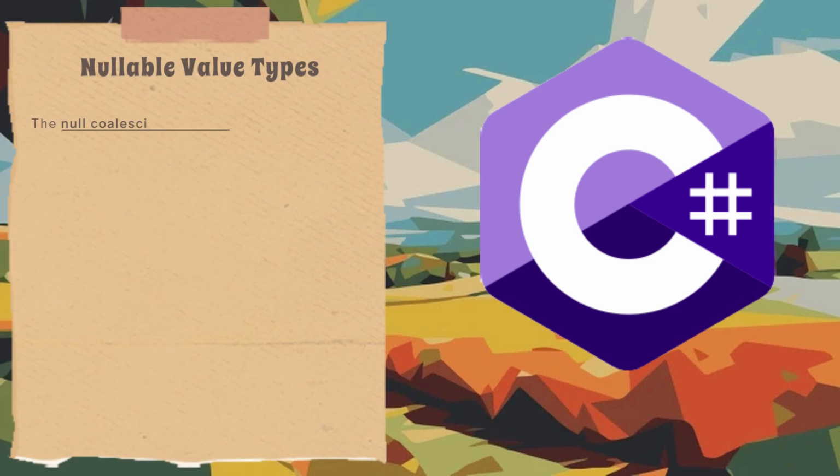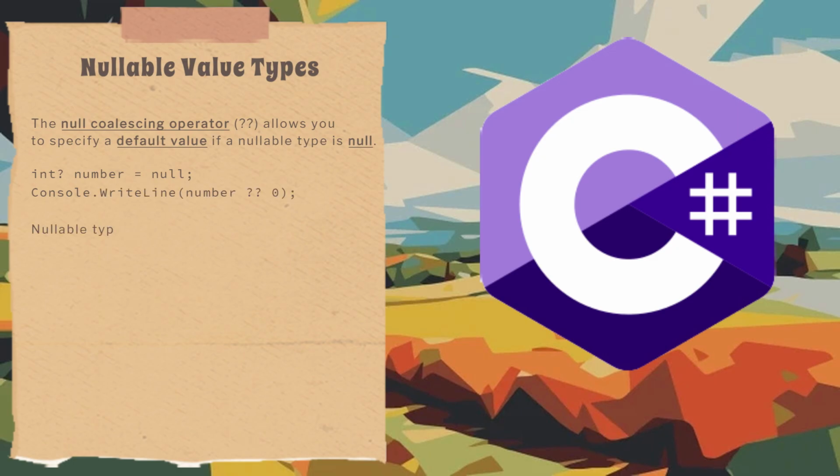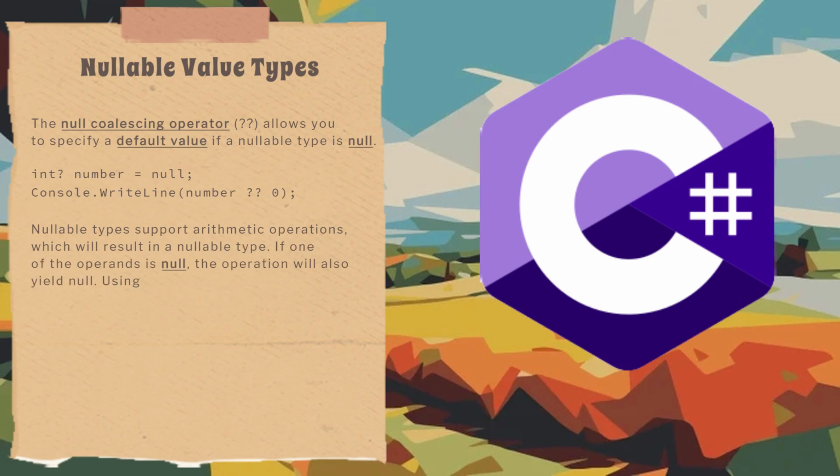The null coalescing operator allows you to specify a default value if a nullable type is null. Nullable types support arithmetic operations, which will result in a nullable type. If one of the operands is null, the operation will also yield null. Using nullable value types improves code clarity and safety when handling optional values.